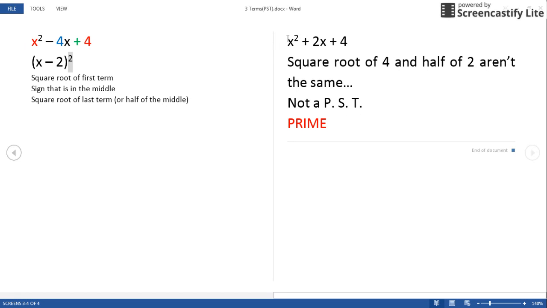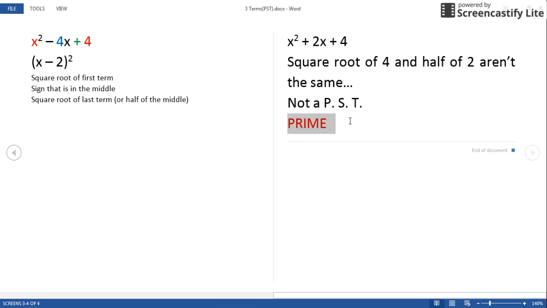Sometimes things masquerade as perfect square trinomials when they're not really perfect square trinomials. Here I've got a square on the front, a square on the back, a positive at the back, and an even in the middle, so it appears to be a perfect square trinomial. But when you start factoring it, notice that half of 2 is 1, the square root of 4 is 2. Those things don't match, so this is not a perfect square trinomial, and it's actually going to be prime.